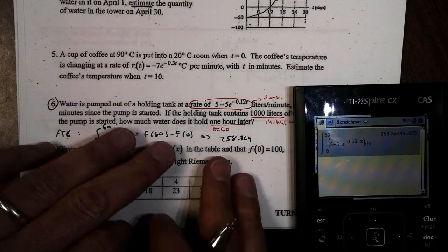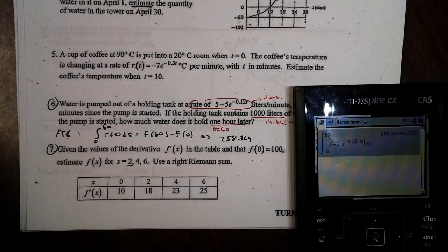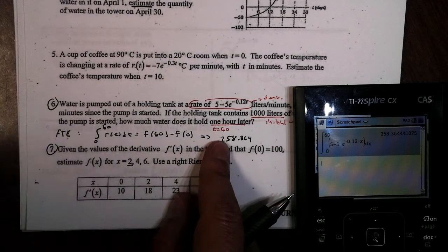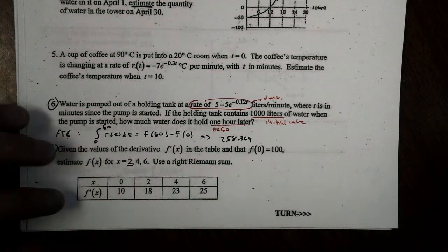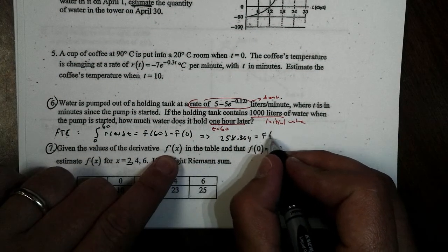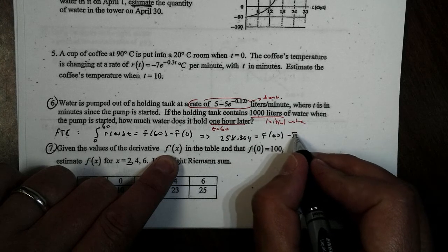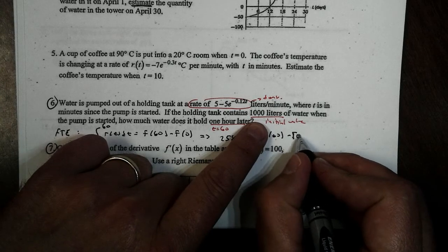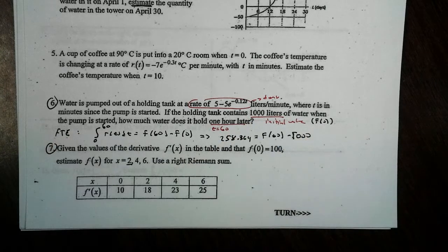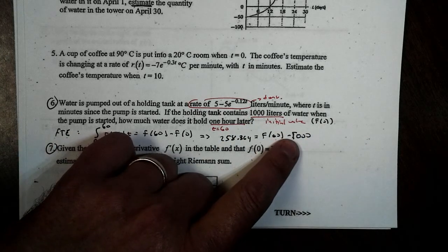Now remember what this means. This is the change in volume. So we've gained 258 liters of water. That's going to equal f of 60 minus f of 0, which we do know is 1,000, because that is my value at 0. That's my initial value. I'm starting with 1,000 liters.